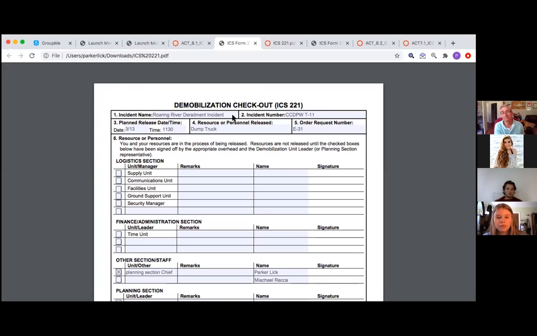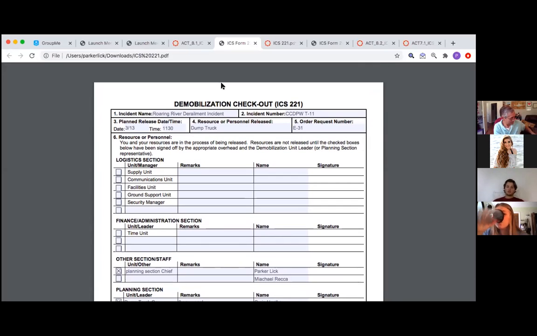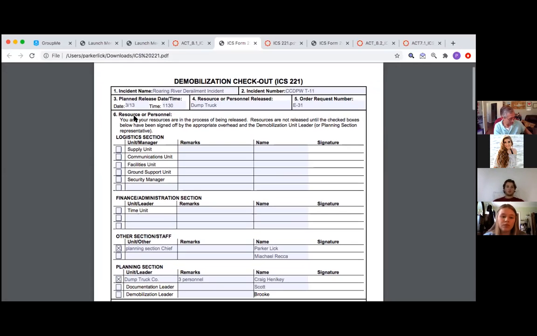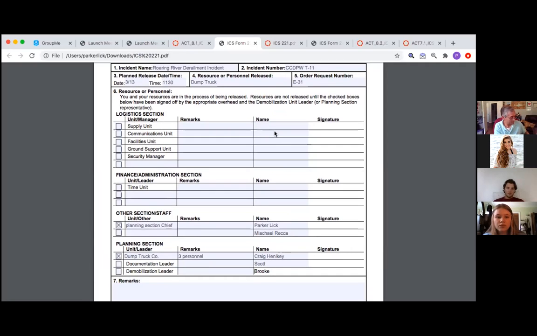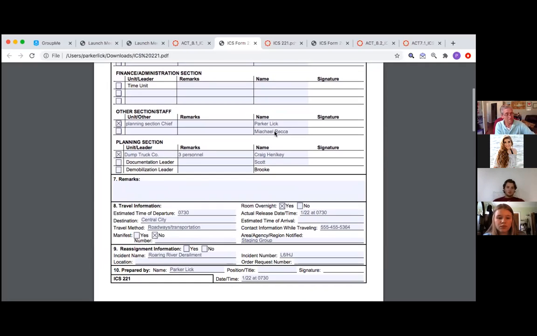Yep. All right, so I'll be going over the resource that they use, which is this. The first one is the dump truck. It's for the Roaring River derailment incident. The date was 3/13. The time was 11:30. The order request number was 231. The dump truck company was the leader. There were 3 more personnel. It was Craig Hinckley plus 2 more.